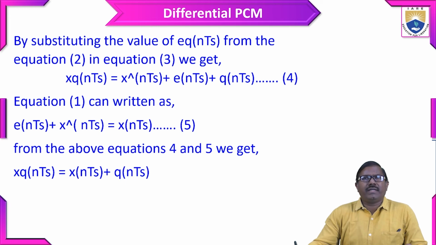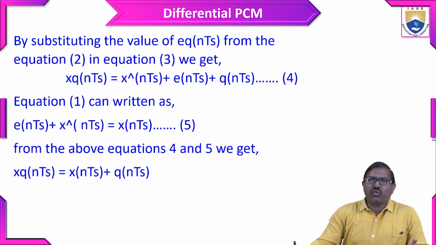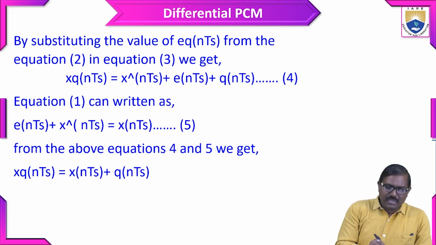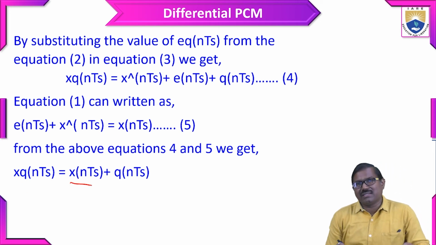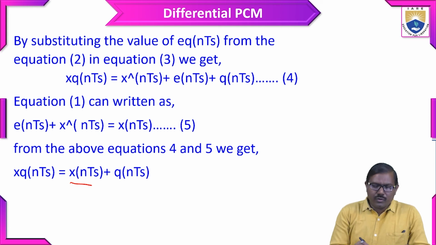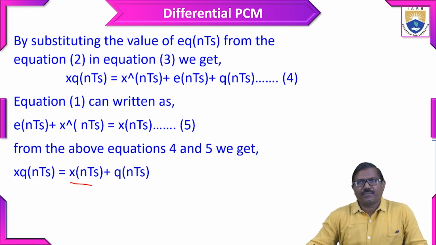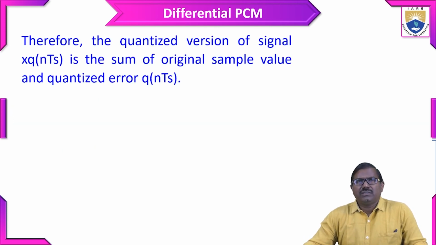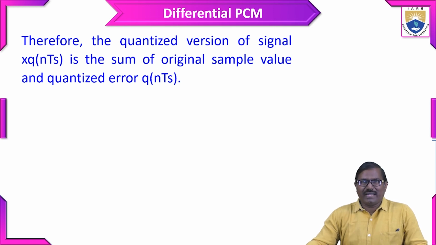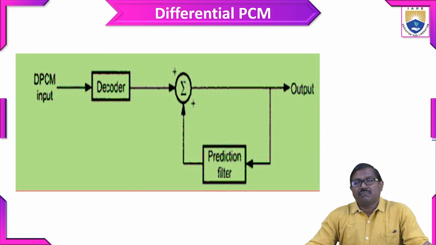And again, equation 1 can be written as e(nTs) plus x̂(nTs) equal to x(nTs). So from the above equations 4 and 5, we get x_q(nTs) = x(nTs) + q(nTs). Here x(nTs) is the message signal, the sampled version of the message signal, plus this quantization noise. Therefore, the quantized version of the sample x_q(nTs) is the sum of the original sample value and the quantization error q(nTs). So that is the transmitter.